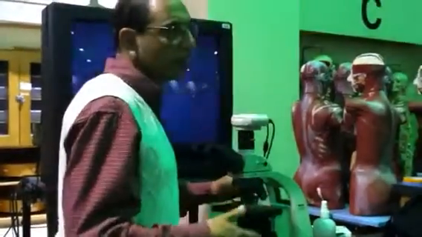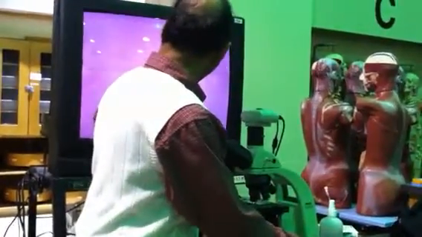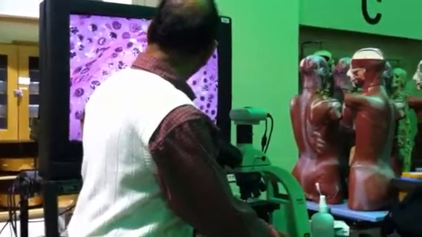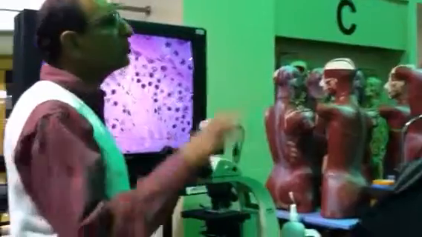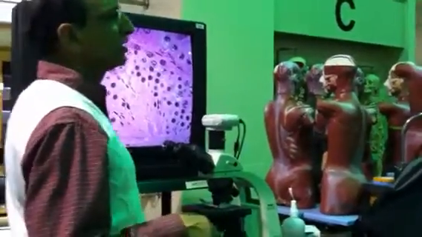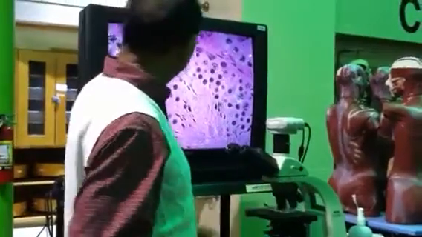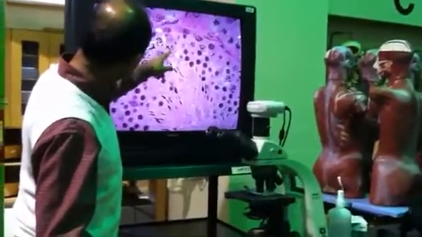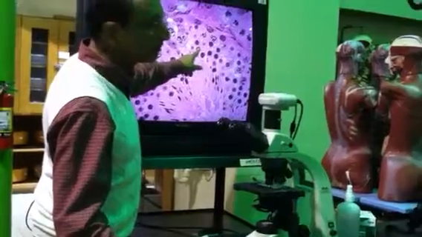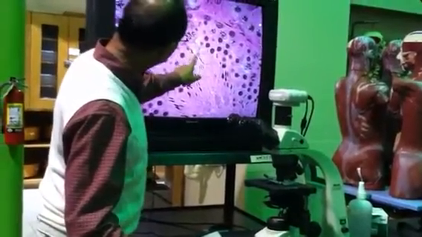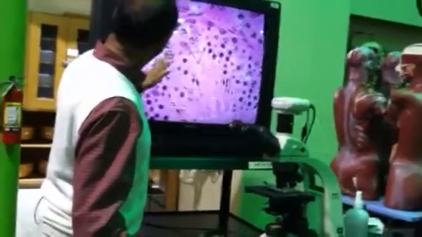Just to show you how it looks in high magnification. Notice all the cells here? You do not need to identify which one is spermatogonium, primary spermatocyte, secondary spermatocyte, or spermatid. You see different types here? This is a different type, this is different, right? So the different types here.